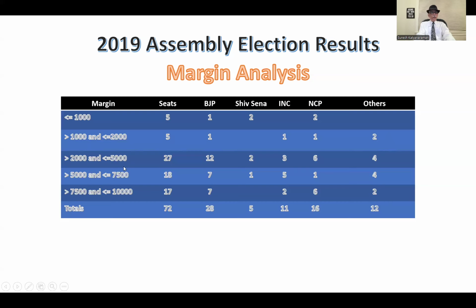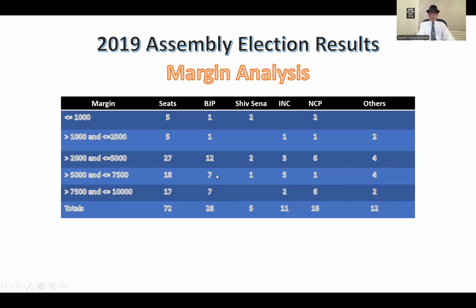And if you're going down the list, if you look at margins between 2,000 and 5,000 votes, there were 27 seats, out of which 12 were won by BJP, 2 by Shiv Sena, 3 by Congress, and 6 by NCP, and 4 were won by smaller parties and independents. Then moving down the list again, between 5,000 and 7,500, we have 18 such seats.